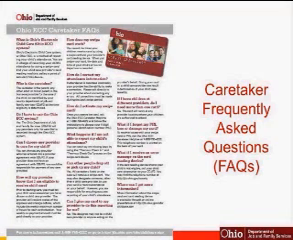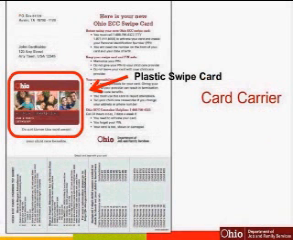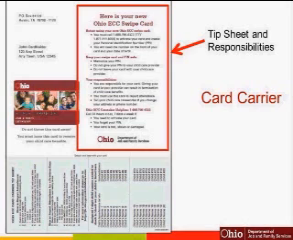This is an example of the card carrier. This is the actual document that holds the caretaker swipe card and is sent in the mail. The plastic card is on an adhesive strip attached to the document, where you see the picture of the card shown here in red. The card carrier includes a tip sheet and responsibilities. In the box on the right, which is highlighted in red, there's an example of what that information looks like.